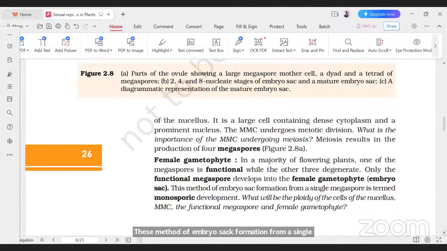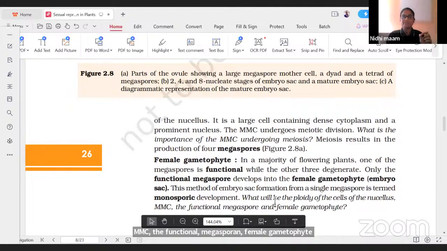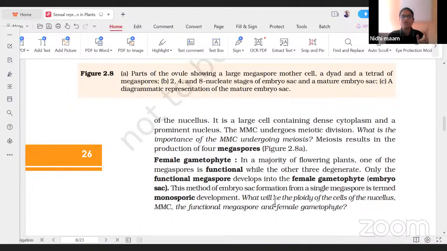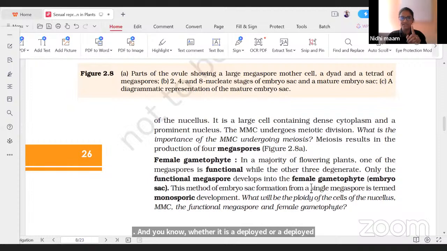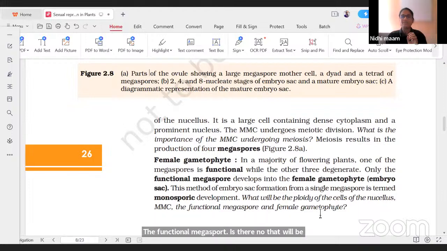What will be the ploidy of the cells of the nucellus, MMC, the functional megaspore and female gametophyte? One minute. Very important question, my dear boys and girls. What will be the ploidy? Ploidy means whether it is diploid or haploid. The nucellus will be diploid in nature. The megaspore mother cell will be diploid in nature. The functional megaspore will be haploid in nature. The female gametophyte will be haploid in nature.